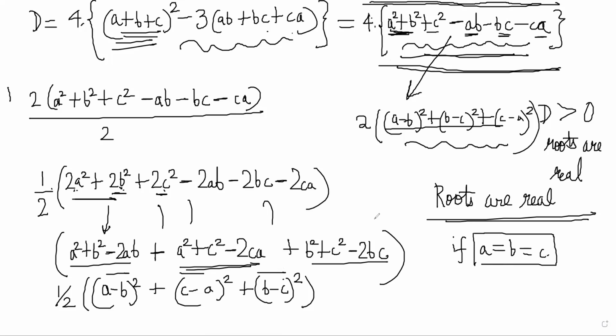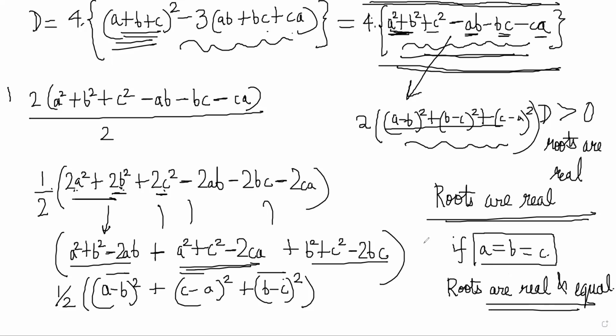Yeah. Right? But it'll still be... Then roots are equal, real and equal. Right? When discriminant is 0, roots are real and equal, because there is only one root now, which is a repeated root, right?